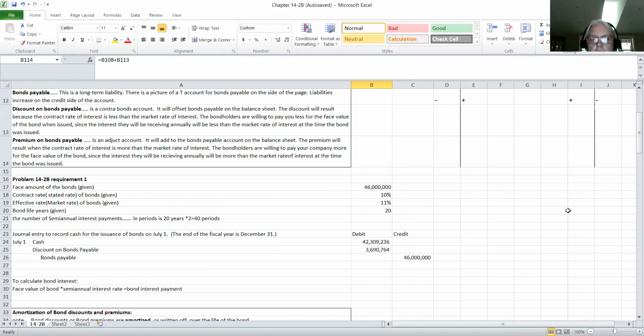So the next thing that I want to show you is the amounts of the journal entries that we would place into the Cengage problem that you would be working on. So I'm going to flip over to Cengage, and I'm going to record the amounts in there from this spreadsheet.